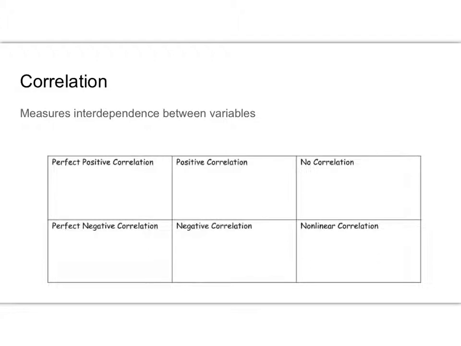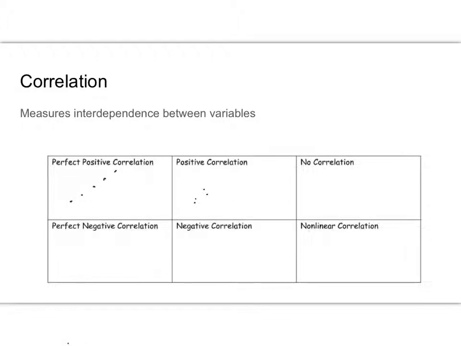Correlation measures the interdependence between the variables. So a perfect positive correlation is going to look something like this. That means that you have a really good correlation because we have a positive slope here. We have a completely straight line, and so that's a perfect positive correlation. Nothing in real life is ever perfect though.